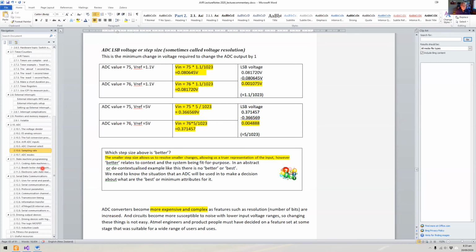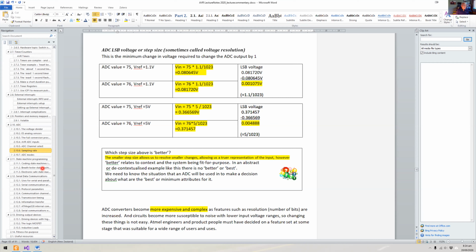Hi, welcome back to this next part of our information about analog to digital conversions with reference to what's happening in the AVR microcontrollers. So I want to have a look at this voltage resolution again, just to make sure that you've thoroughly got a good understanding of it. Say, for instance, it's the difference in voltage required to take the ADC from one value to the next.